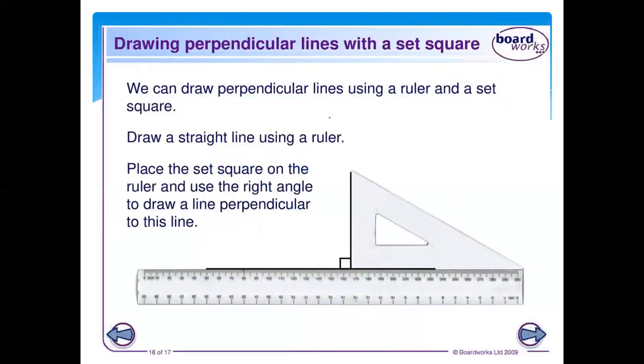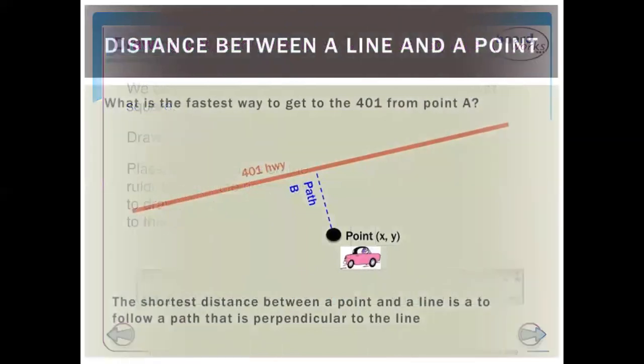How do we draw a perpendicular line? We use a set square ruler in order to draw a perpendicular line. This one we call a set square. This is the ruler. A set square ruler, we use it in order to draw a perpendicular line. Now I will show you how we use it in order to draw a perpendicular line.